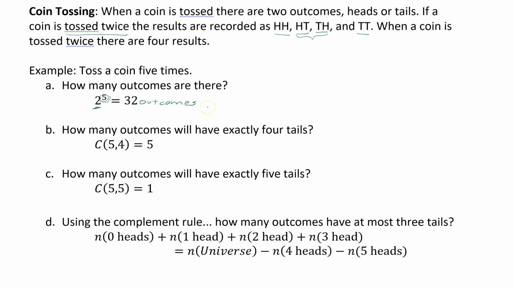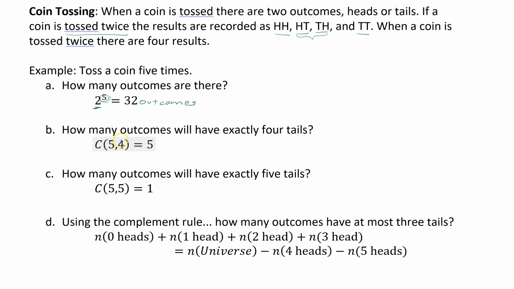I could, if I wanted to, list all the different ways those coin tosses could occur, but 32 outcomes is a long and tedious thing to do. So it's best to have arithmetic to figure out that there are 32 outcomes. Now knowing that, let's take a look at question B.